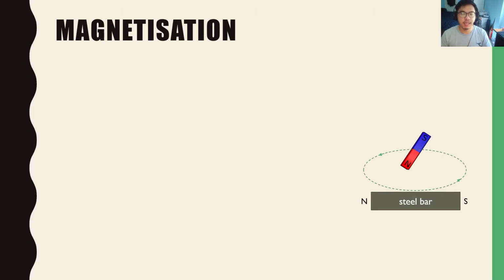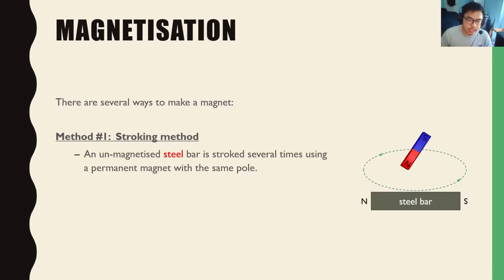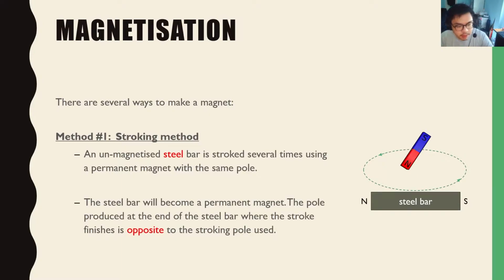So magnetization means turning objects into magnets or giving magnetism to an object. And we're going to look at several ways of doing this. The first method is what we call the stroking method. Basically, you take an unmagnetized steel bar and then stroke it several times using a permanent magnet with the same pole. What's going to happen? The steel bar will become a permanent magnet.